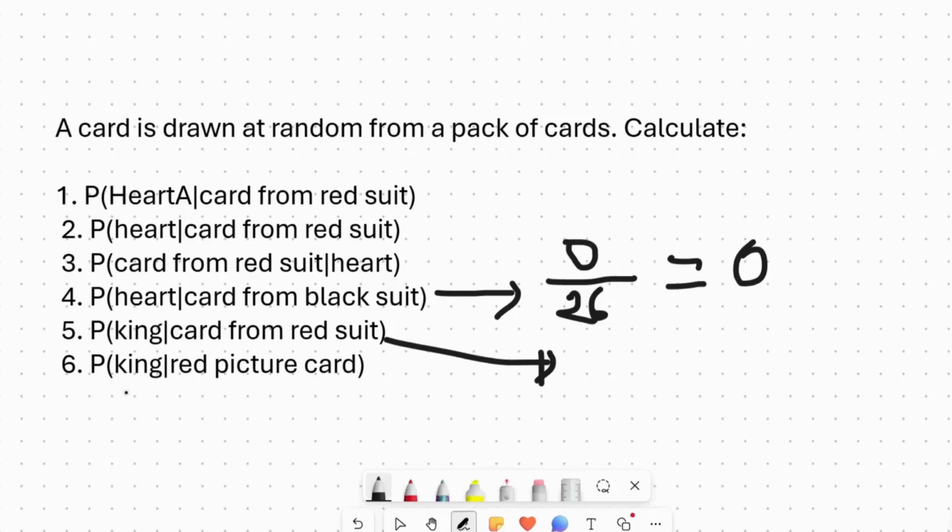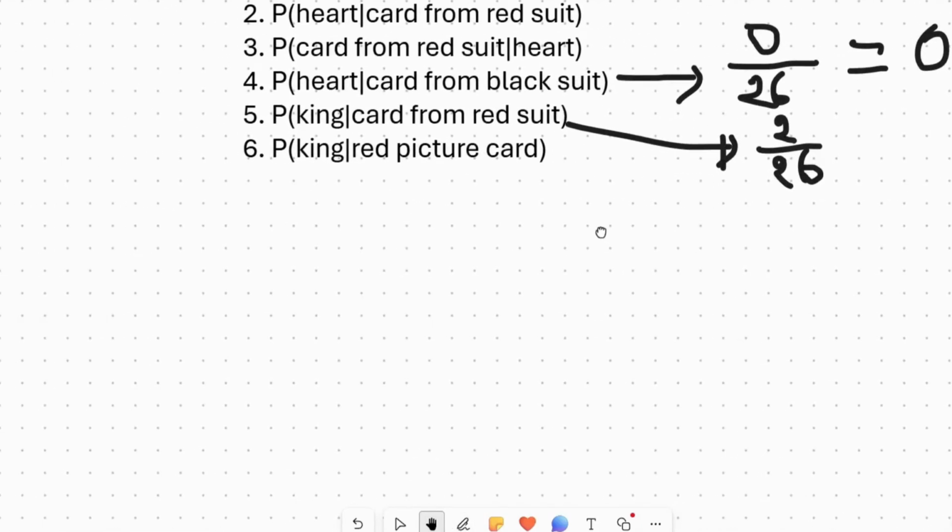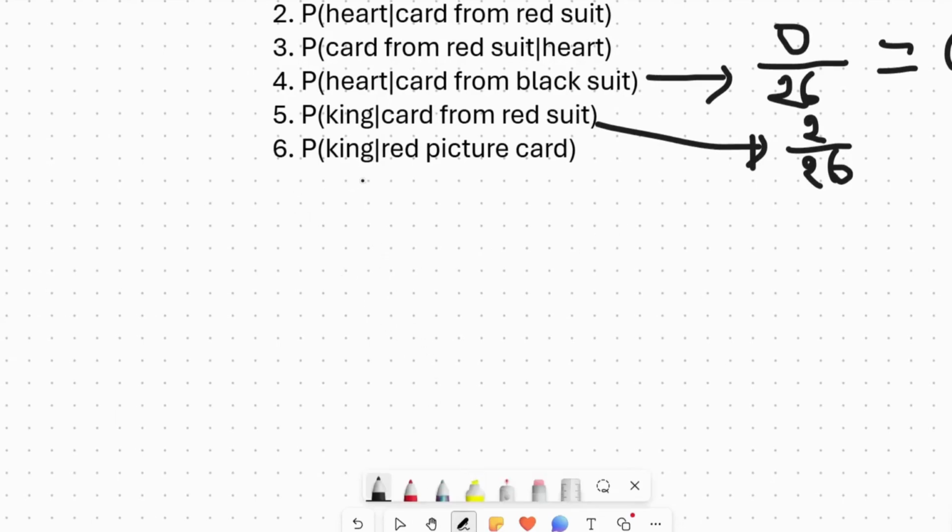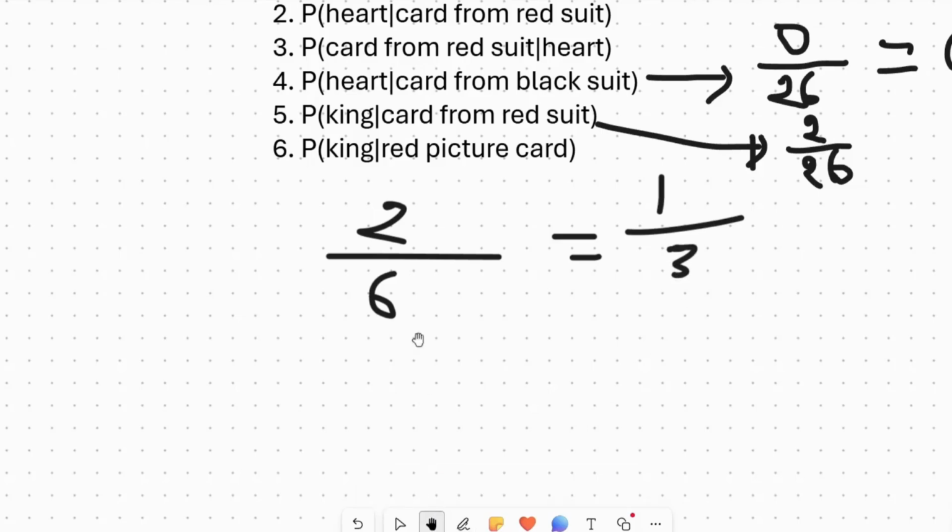Now this one, king card from the red suit. There are 2 kings and red suit cards are 26. And the last one, number 6, king given red picture card. There are 3 and 3, 6 red picture cards, and kings are 2. So it's 2 by 6, which is 1 by 3. So these are the answers to all these questions.